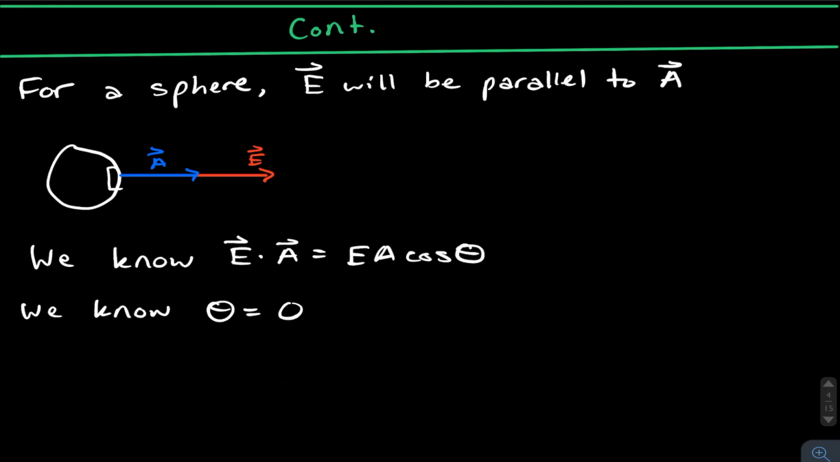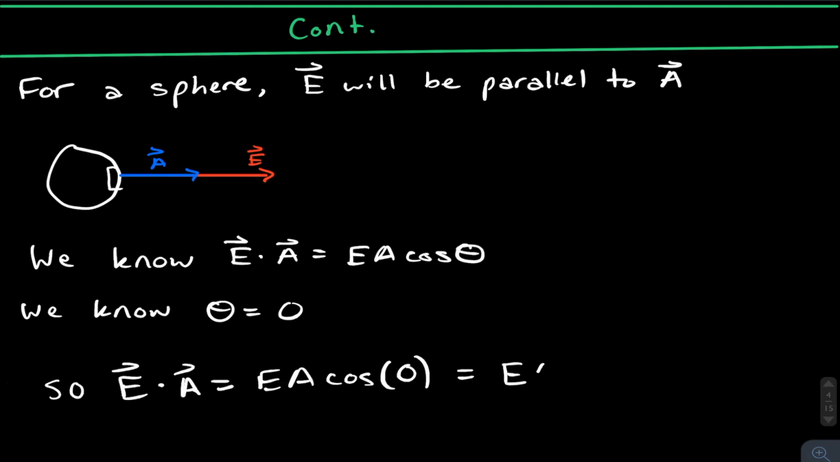Okay? So of course we know that E dot A is EA cosine theta. And since we know that these are parallel, we know that theta equals 0. So what do we get out of this? Well, we get that E dot A just ends up being EA cosine 0. And cosine 0 is 1. So we get the electric field times the area. Okay, so pretty simple, and that's why a sphere is so nice, and you're going to see that in some of these examples that we do.